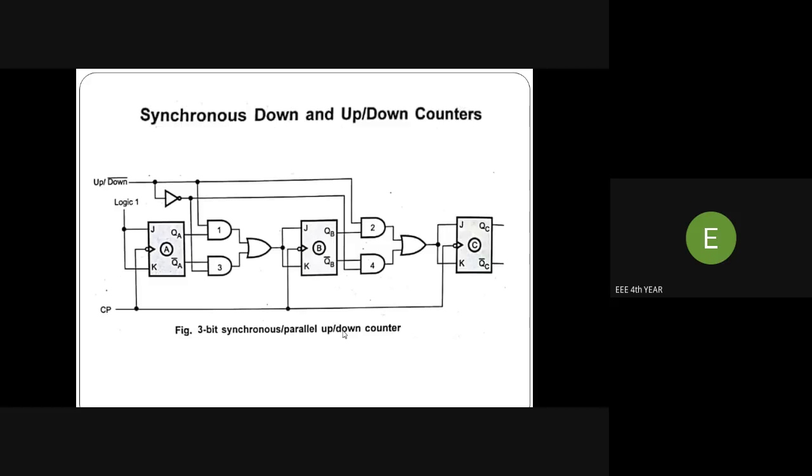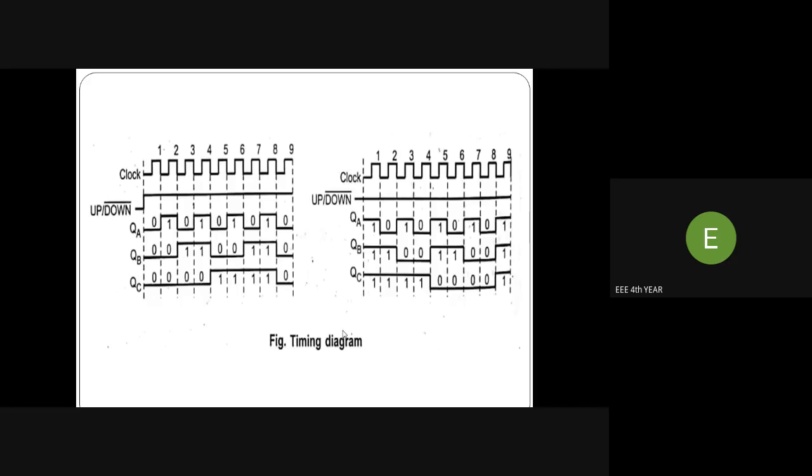So by controlling the up down mode with the help of NOT gates, AND gates and OR gates, with this connection we can build the synchronous up down parallel counter. When it is an up counter, it counts from 000 to 001, 010, up to 111 and then resets to 000. When it is a down counter, it decrements from 111 to 000 and again resets to 111.